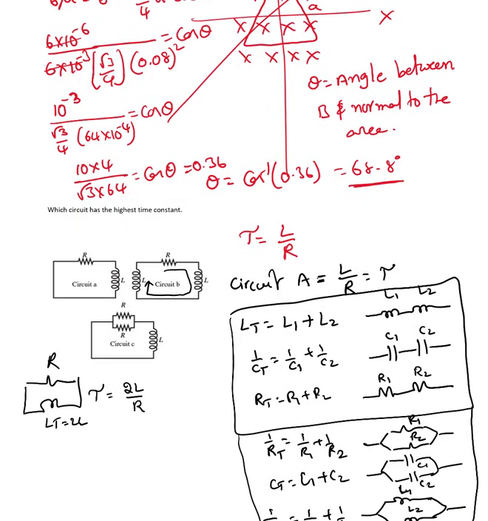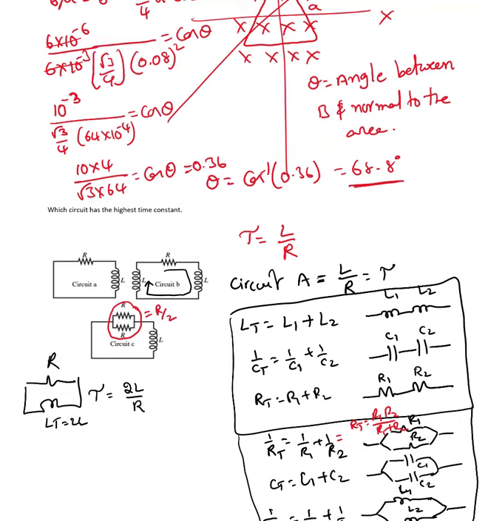For the third circuit, circuit C, these two are in parallel. Can I say this is R by 2? Total resistance is R by 2, because for parallel, 1 over R total is 1 over R1 plus 1 over R2. I can write this as R total equal to R1 times R2 over R1 plus R2. That's a simplification. So if both resistors are the same, it's R divided by 2.